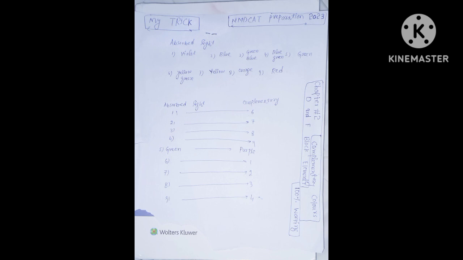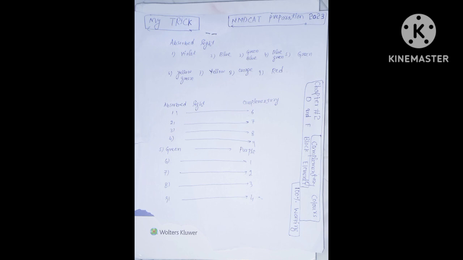Today in this video I will give you a trick that is about complementary colors. Almost in every medical exam, multiple choice questions come that ask you to find out the complementary color of a given color. In chapter 2 of second year chemistry there are transition elements which give characteristic colors. So I have made a trick by myself.